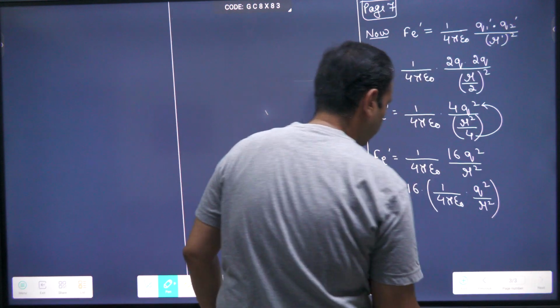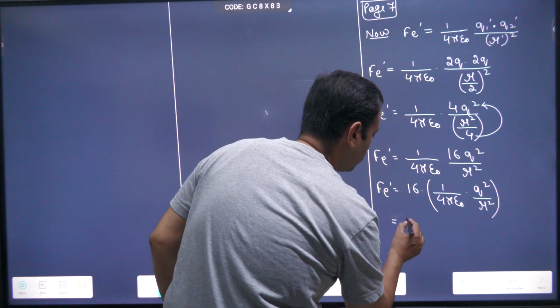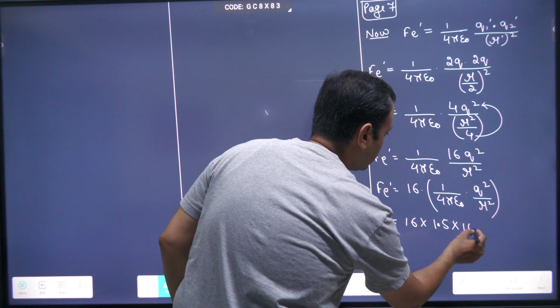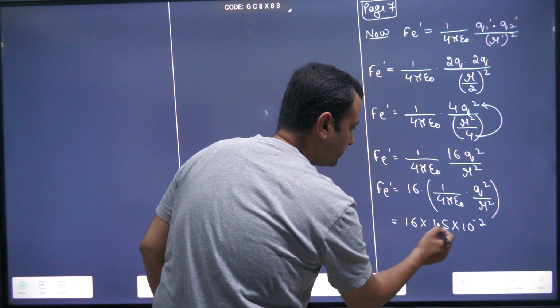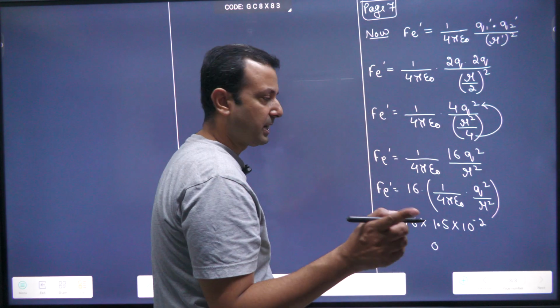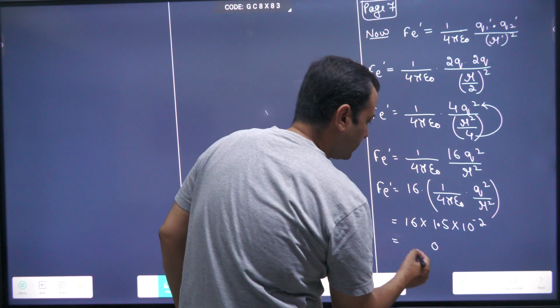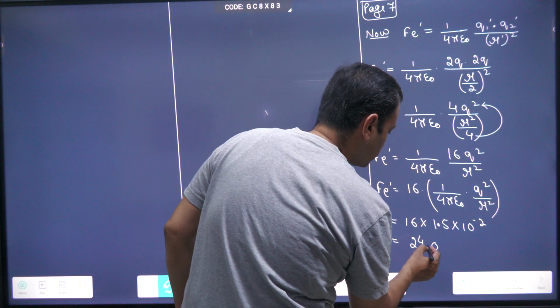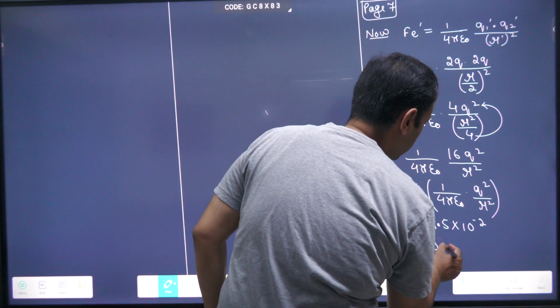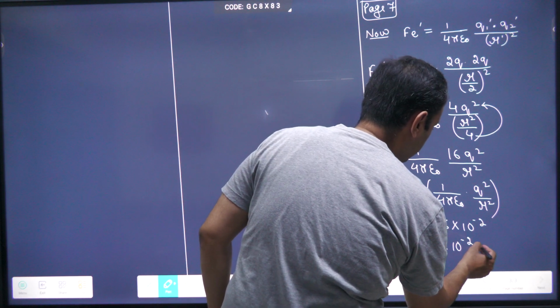So, 16 multiplied by 1.5 into 10 to the power minus 2. So 16 into 1.5, 16 5s are 80, 8 is carry, 16 1s are 16 and 8 is 24. So 24.0 into 10 to the power minus 2 Newton.